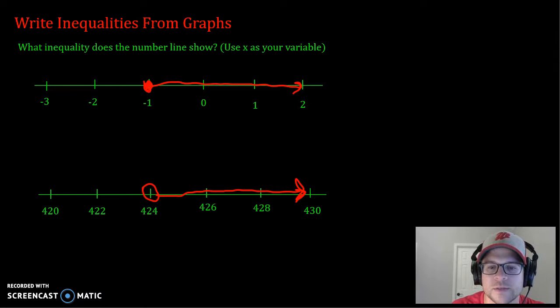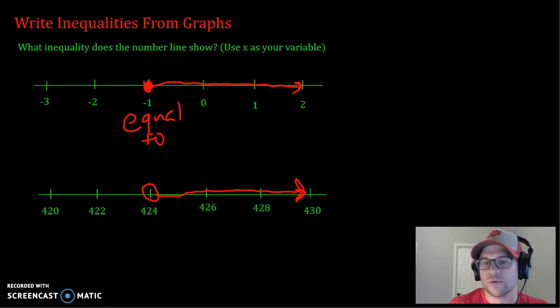So it looks like on this one we have a closed circle and then an arrow moving to the right of our -1. A closed circle to me tells me that we're definitely going to have an equal to around some type of -1. And everything is moving to the right, and that direction of our arrow is going this way. And that symbol is the greater than. So we have greater than or equal to. We're going to use x as our variable, and the number is -1.